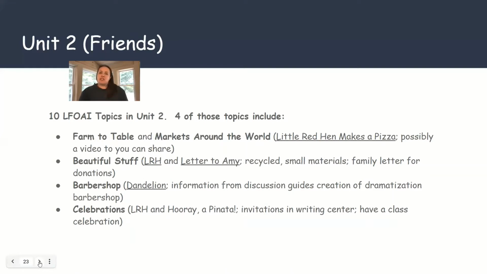In unit 2, which is friends, there are 10 "Let's Find Out About It" topics, and 4 of those topics include farm to table and markets around the world, which connects to our read aloud Little Red Hen Makes a Pizza. Possibly you could find a video on YouTube to share of how a tomato grows at the farm and becomes tomato sauce, or even about different markets around the world.